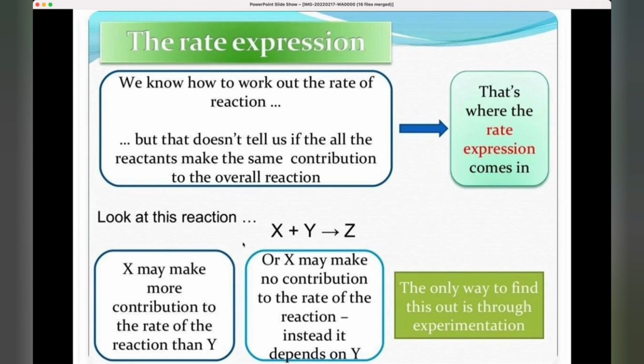Suppose we have a reaction like this, X plus Y gives Z. One reactant is X, the second reactant is Y, and we get the product Z. Suppose X makes more contribution to the reaction, or X may even make no contribution at all, and instead the reaction may depend upon the reactant Y. So, how can you find out what is happening? The only way to find all this out is through experimentation.